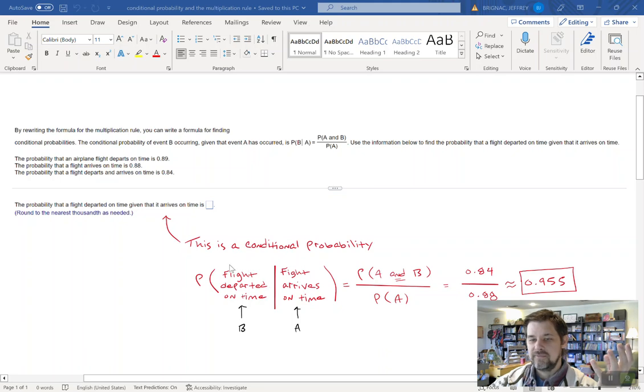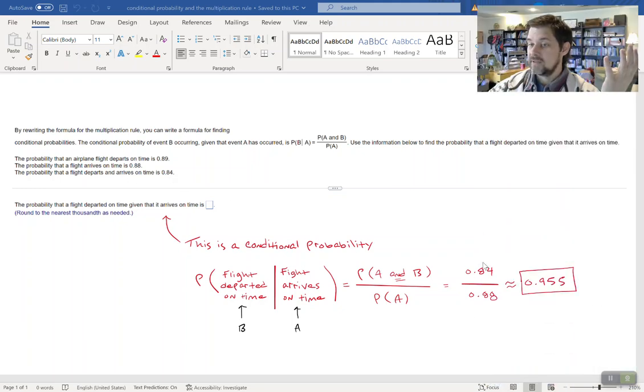Now I'm going to name these events instead of having to write them out again. So this will be event B and this will be event A. And so the way I'll calculate this is it's the probability that A and B happen together divided by the probability that A happens. Okay? So this top part right here, the probability of A and B, that would be the probability that a flight departs on time and arrives on time. And that's this part right here. Do you see the probability that a flight departs and arrives on time is 84%? Okay, so that's 84% there on top.